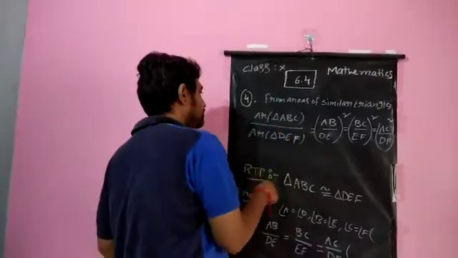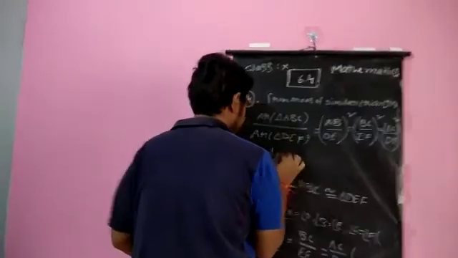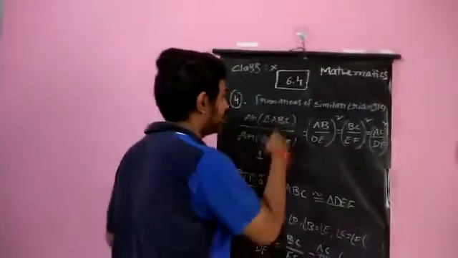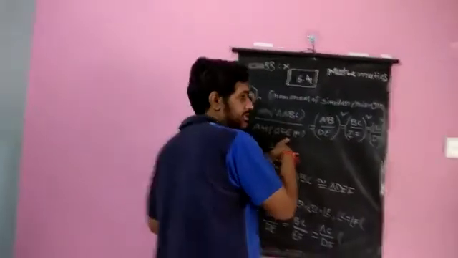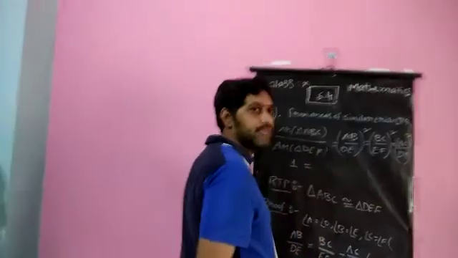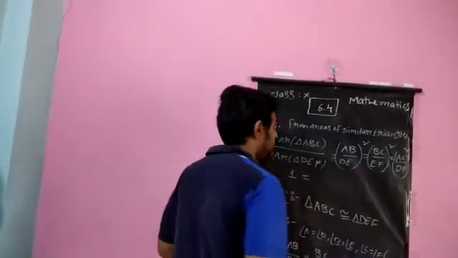Since the areas of these two similar triangles are equal, I will get like this. The ratio of these two will be equal to 1. How? Because their areas are equal. This is 10 meter square, this is 10. 10 by 10, 1. Whatever the value of the area of these two triangles, both are equal. The ratio of them will be equal to 1.